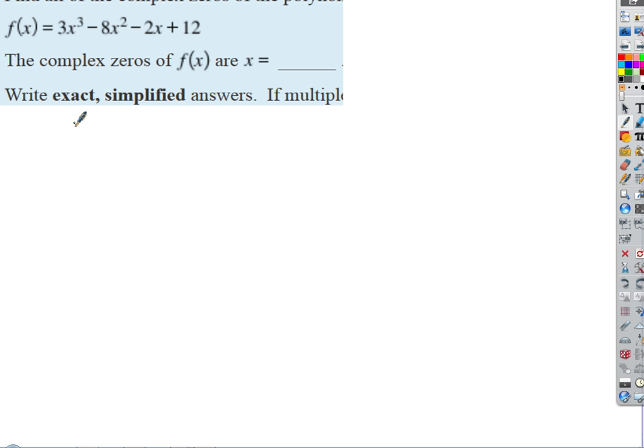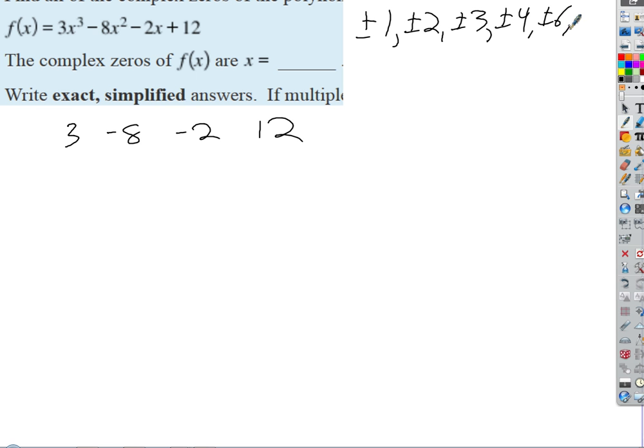So our coefficients are 3, -8, -2, 12. We have all the factors of 12 over the factors of 3, but of course, we're just going to try the integers first. So I'll make the list of the integers. Plus or minus 1, plus or minus 2. All we need to get is one of them though, right? Everybody see that? If we get one, why is that all we need? They go in pairs, but then how many are we going to get total?